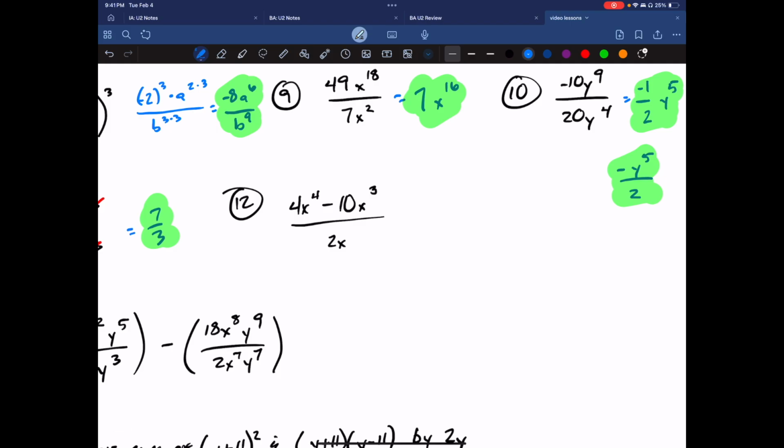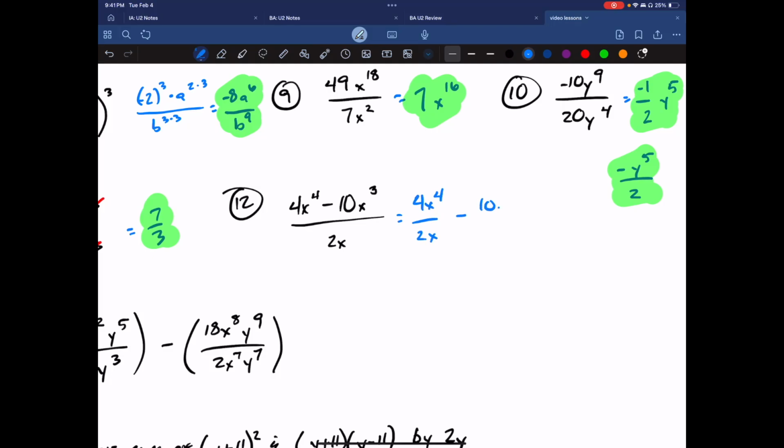Okay, here you have x to the fourth, 4x to the fourth, and you have 10x cubed. Those are not like terms. So you could do this a couple different ways. You could take a GCF out, although we haven't really talked about GCF yet. If you know what you're doing, you could take that GCF out of the top. But another way to do this is simply separate your fraction, which is totally legal.